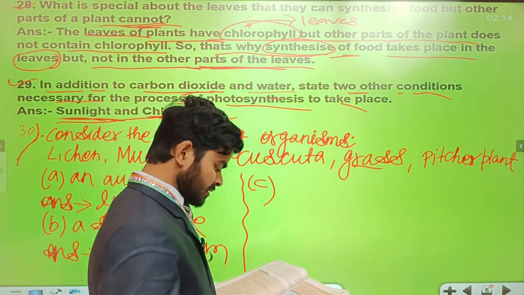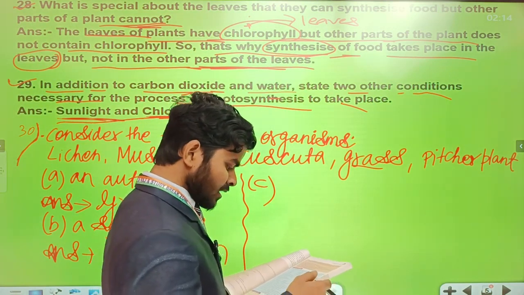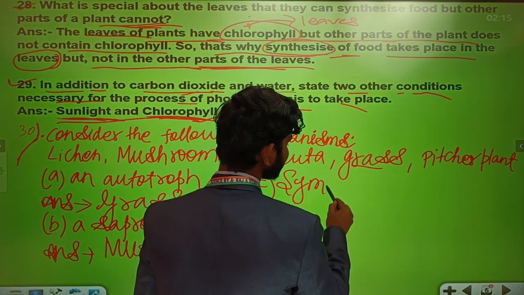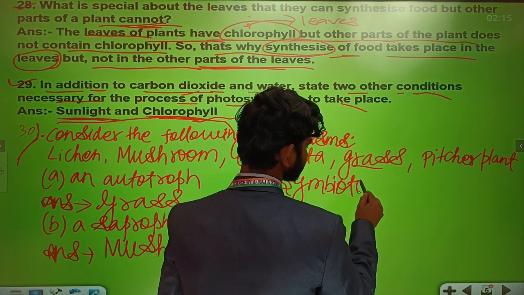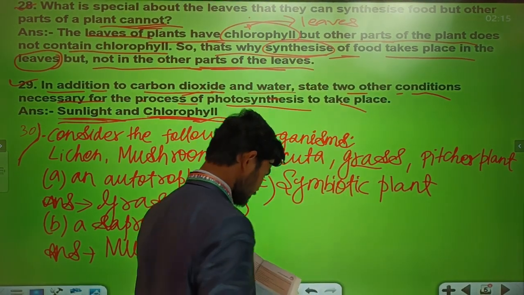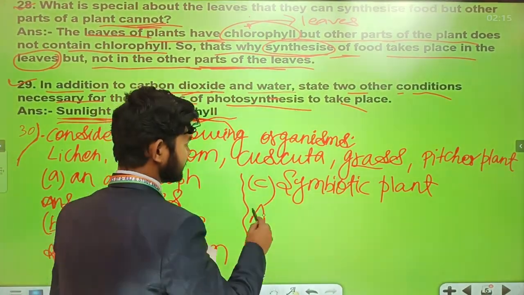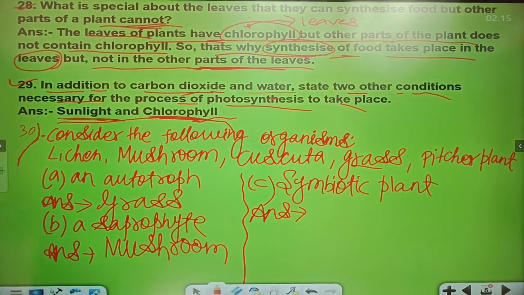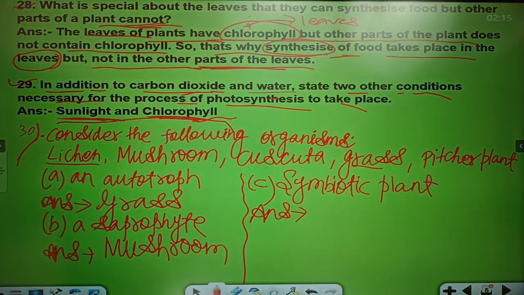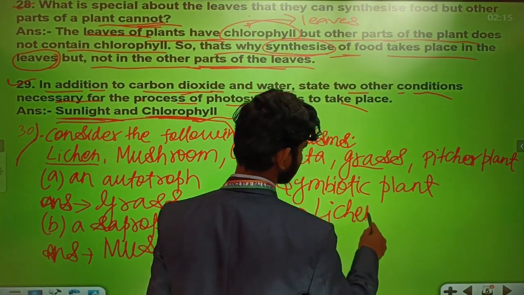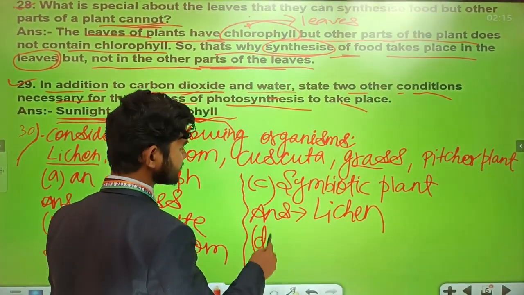Okay. C is saying symbiotic plant. Oh my God, symbiotic plants also came here. No problem. Let us see. Symbiotic plant. So which one is the symbiotic plant? The correct answer is lichen. Lichen is a symbiotic plant, or lichen, whatever you can call it.